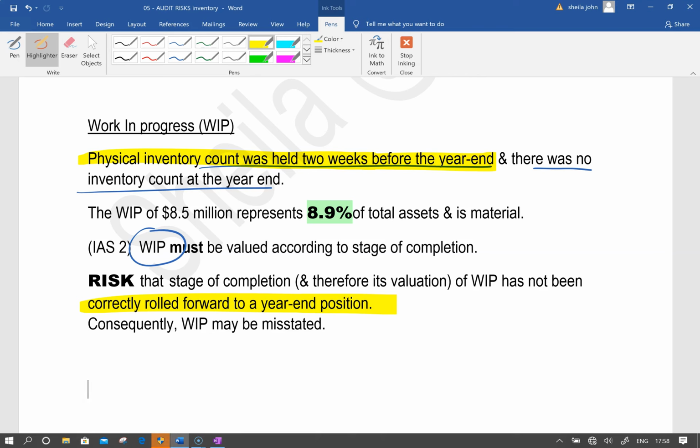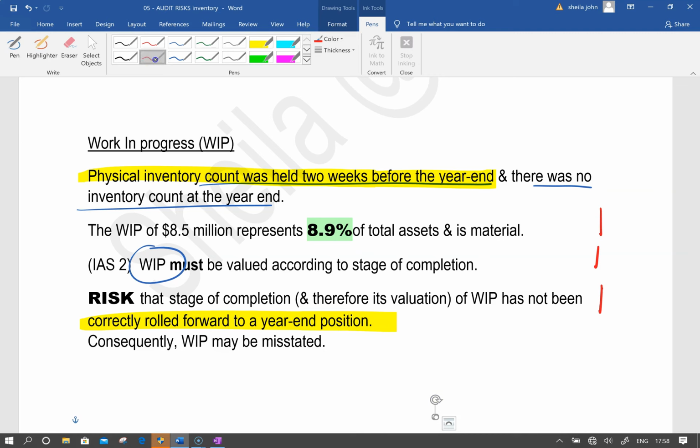That the figure that we've got, the 8.5 million of WIP, could be different by the time you reach the year end. So have a look at the marks here. The materiality would be 1, the accounting treatment here would be 1, the risk would be 1. So consequently, WIP may be misstated, especially if they do not roll it forward correctly.